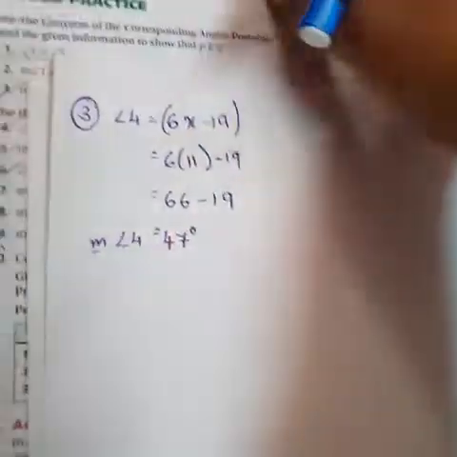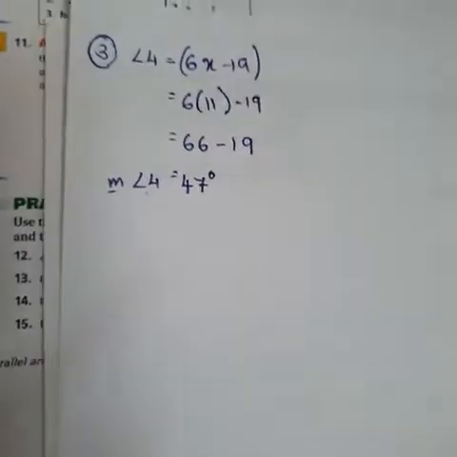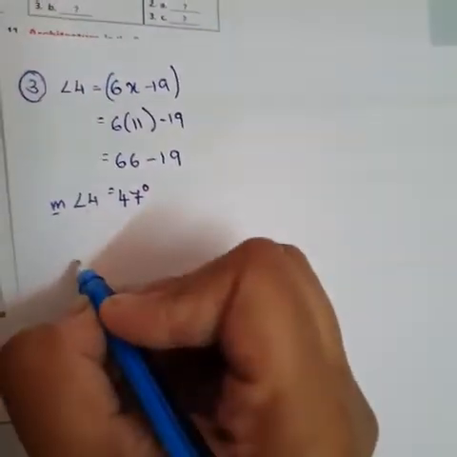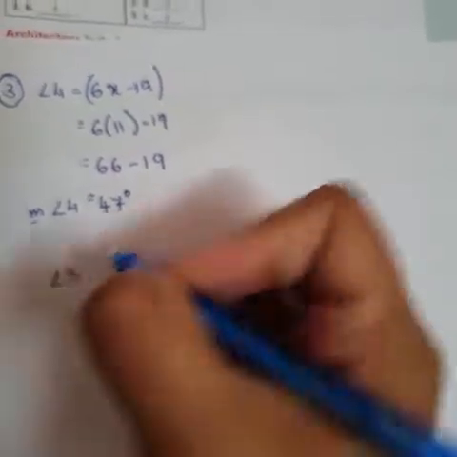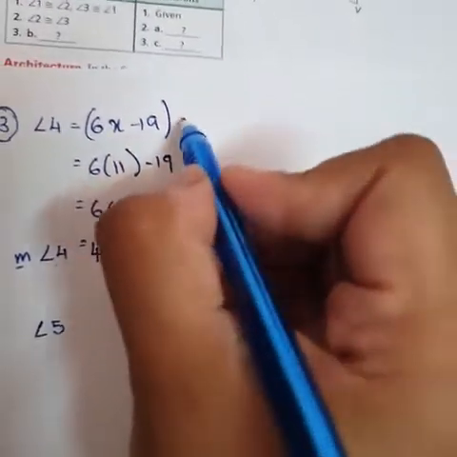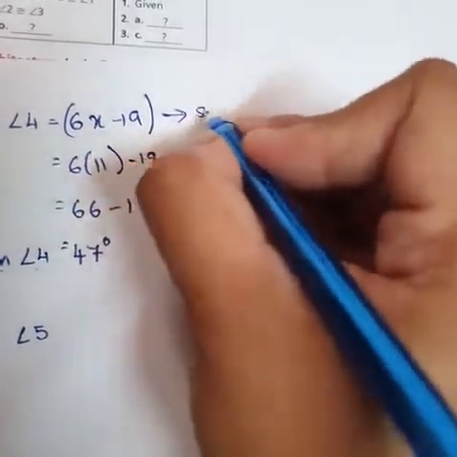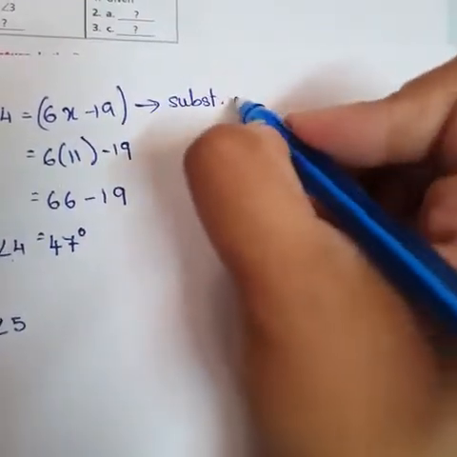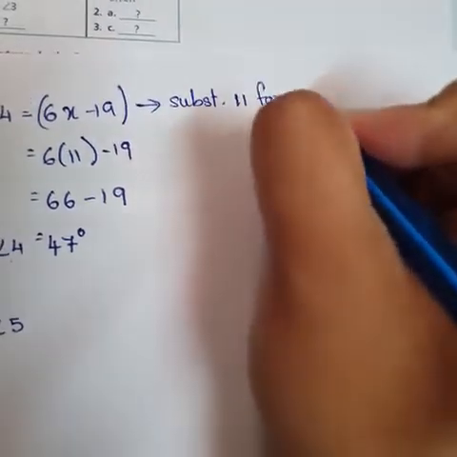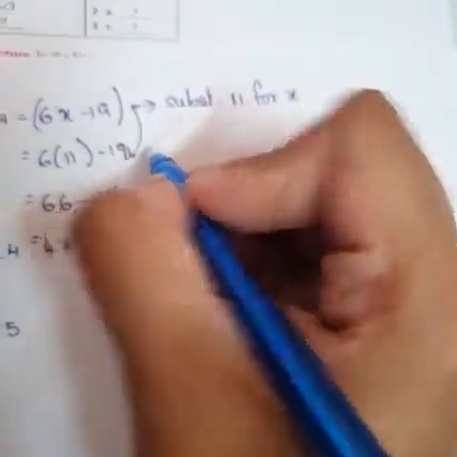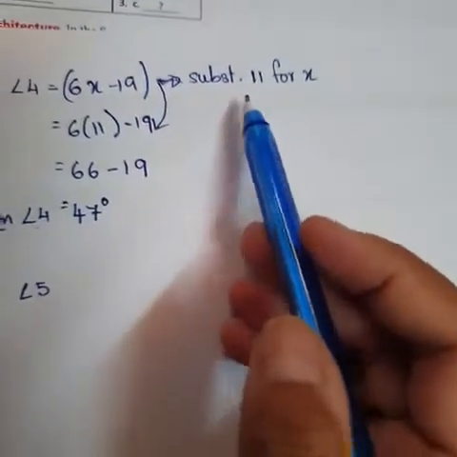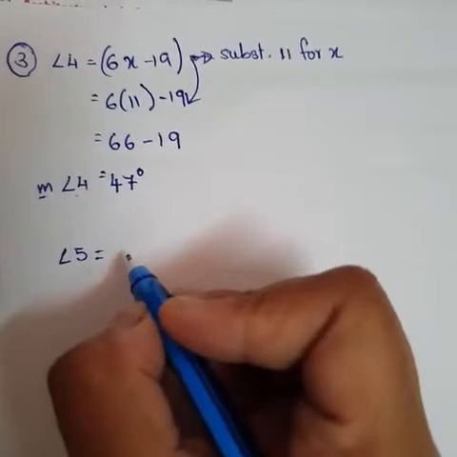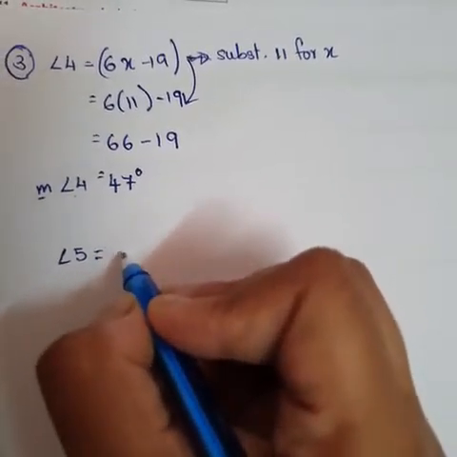So let's find out what it is for angle 5. The measure of angle 5, and what reason are you going to give here? Sorry, I forgot to give the reason. Here we are just substituting the value of x, 11 for x. That's all. In fact, it's this step: just substituting 11 for x. So angle 5, they have given 3x plus 14.